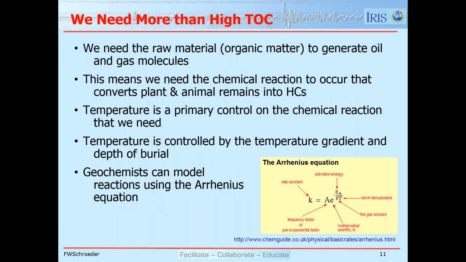We need more than high total organic carbon. We need the raw material to be buried, and then we need the chemical reaction to occur that's going to convert plant remains and animal remains into hydrocarbon molecules. Temperature is the primary control on the chemical reaction, and so we have to bury it and then have enough heat in order to kick in that particular geochemical reaction. Our geochemist friends have equations called Arrhenius equations, and those define how much organic material will be converted into oil and gas molecules given a burial and temperature history.